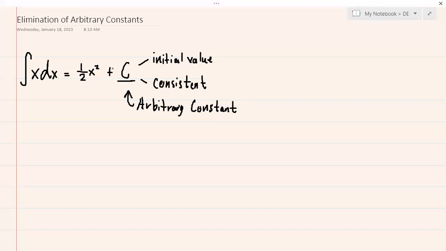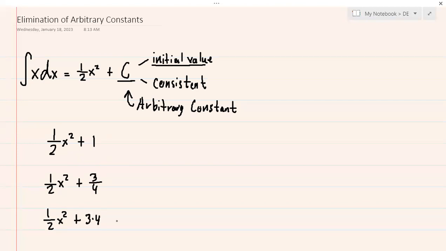So gamitin natin itong sa example. Itong si 1/2 x squared plus c. Di ba si c we need initial value, right? So let me give an example. So kung ganun, I can have 1/2 x squared plus 1. Pwede naman ako magkaroon ng 1/2 x squared plus 3/4. Pwede rin. Pwede rin ako magkaroon ng 1/2 x squared plus 3 times 4. Pwede rin. As long as constant naman sila.